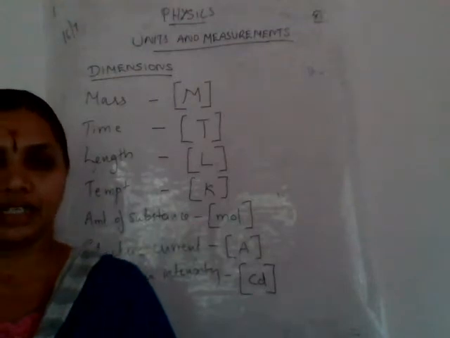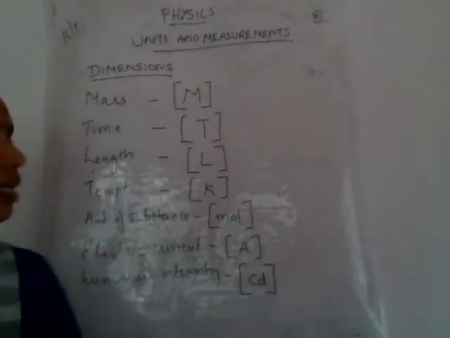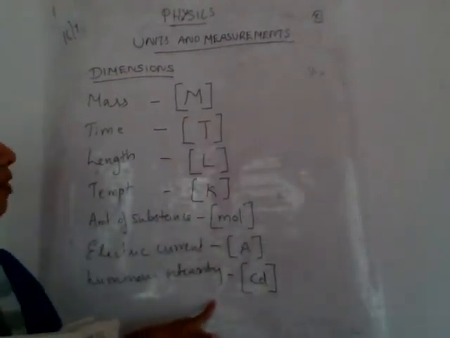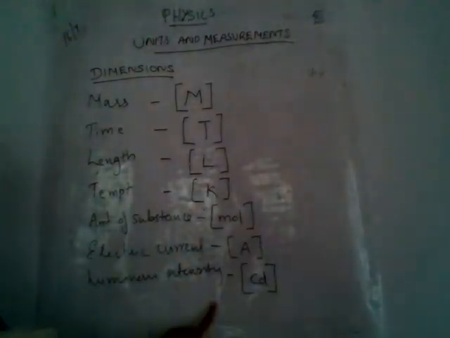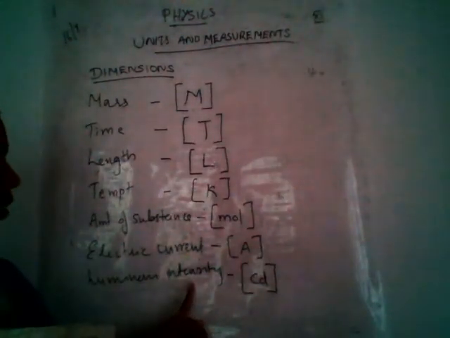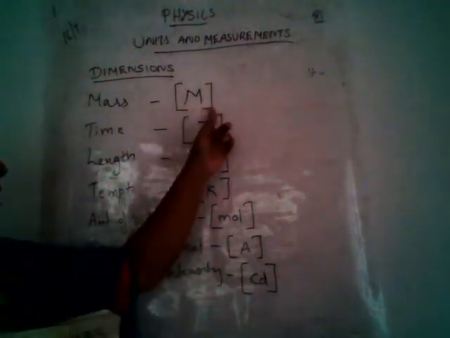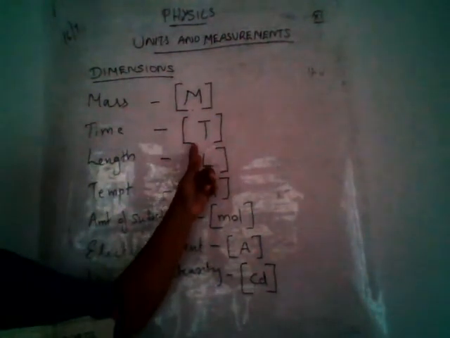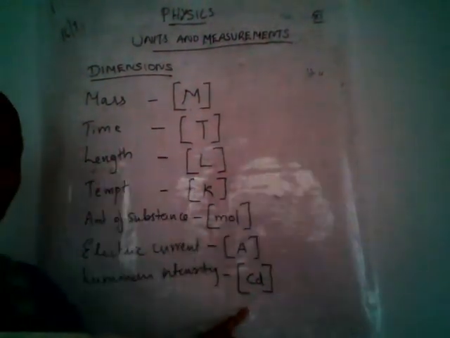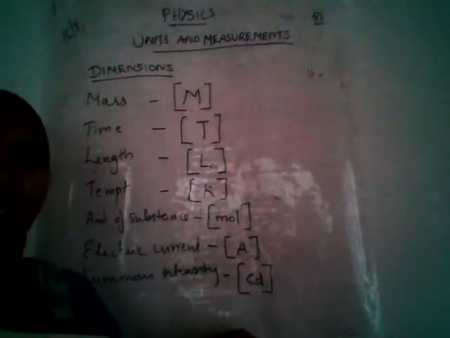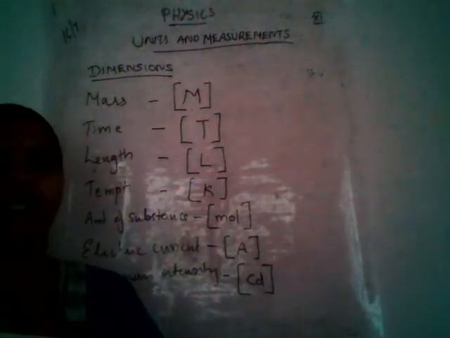The seven dimensions are, then you copy this: mass, time, length, temperature, amount of substance, electric current, and luminous intensity. That is the seven fundamental quantities. And the dimensions are here: M inside the square bracket, T, L, K, mole, ampere, and candela inside the square bracket. So that is about the dimension.